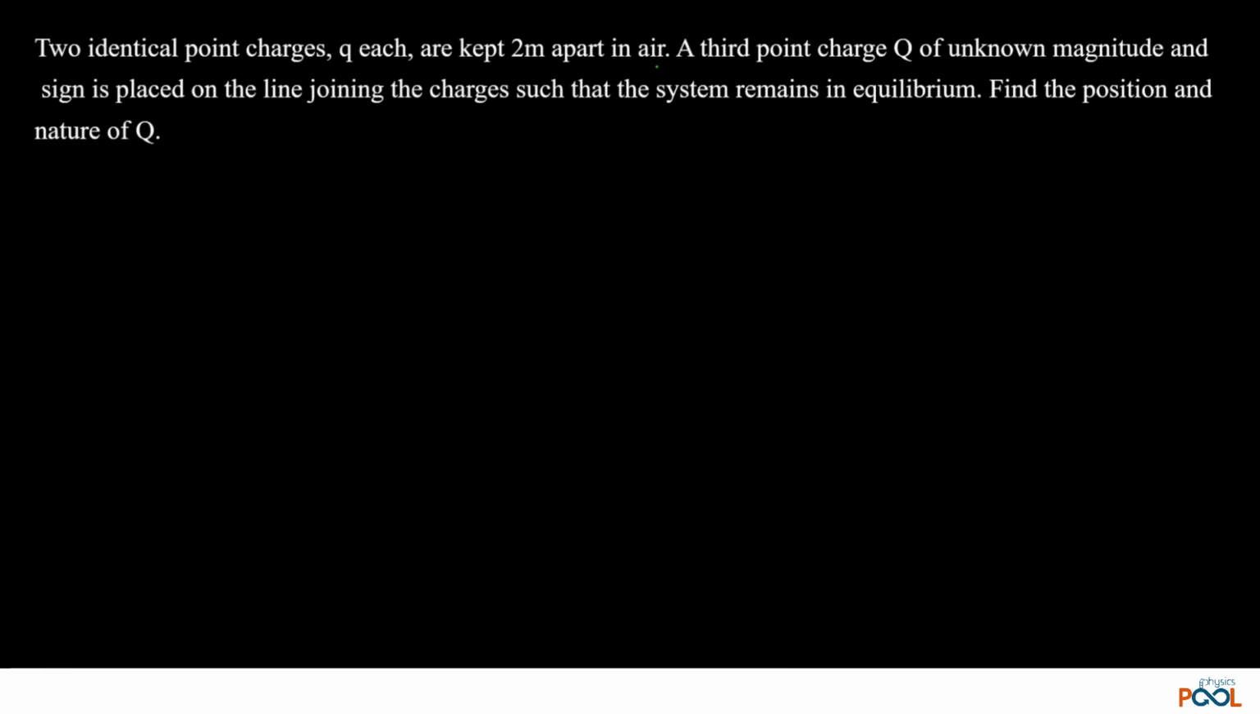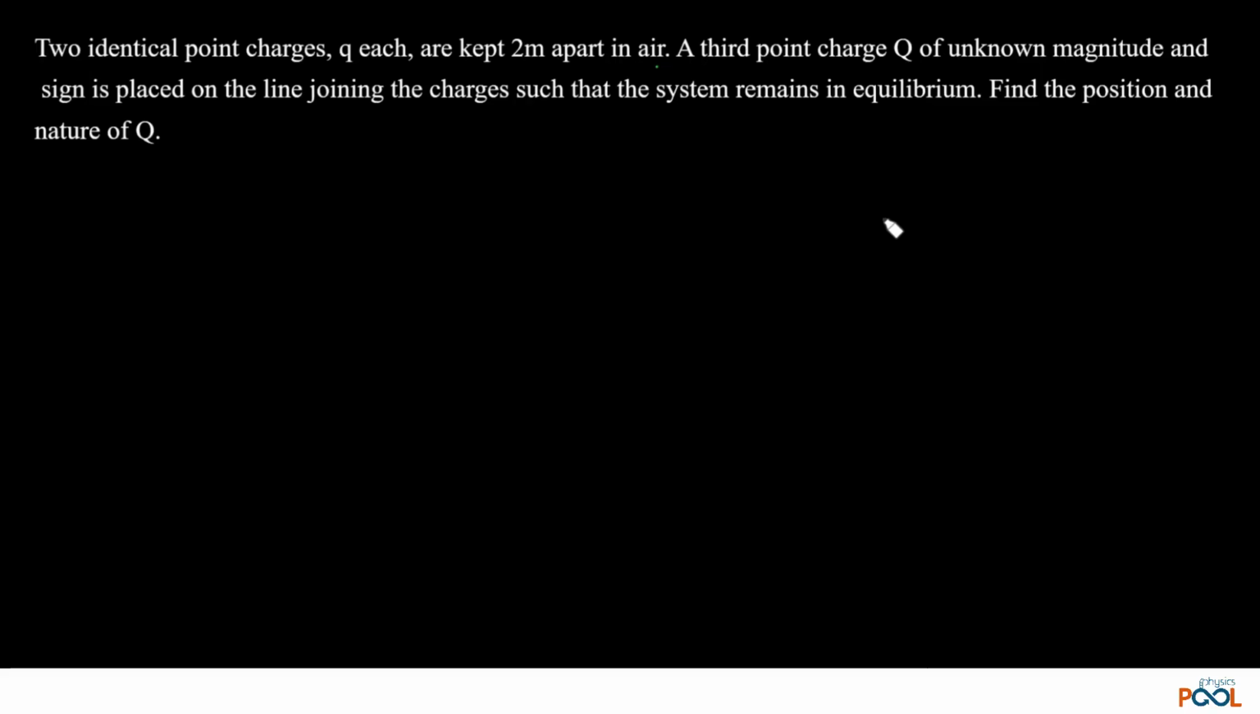Two identical point charges, small q each, are kept 2 meters apart in air. A third point charge, capital Q, of unknown magnitude and sign is placed on the line joining the two charges such that the system remains in equilibrium. Find the position and nature of the Q.